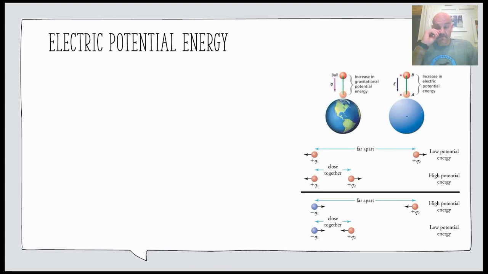Hi, welcome back to Unit 9 for AP Physics C, Electricity and Magnetism. This is topic 9.1, electric potential energy. You can see here a brief overview: again, we're still making comparisons between the gravitational pull and the electrical force.